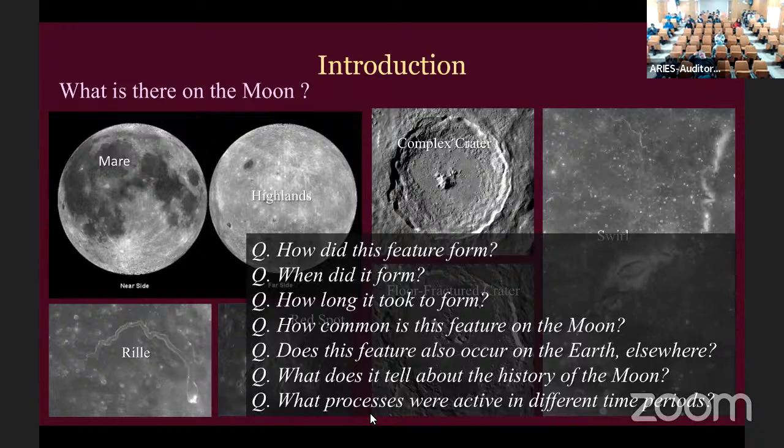And finally, these are basically the products of processes that have happened on the moon through time. So by looking at these products, we are asking the question, what processes were active in different time periods?